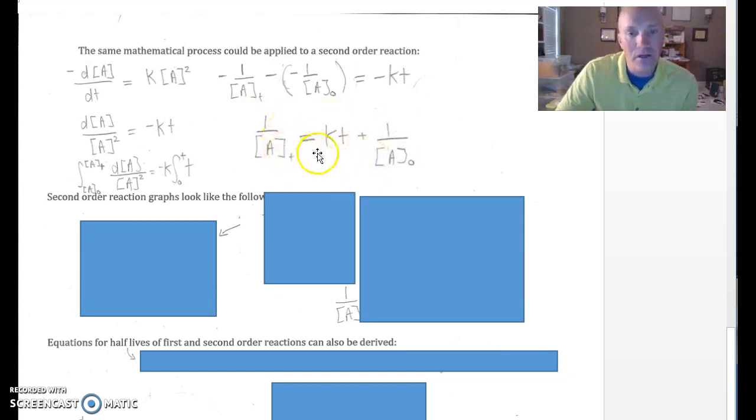All right, and again, the reason that they choose this particular way to do it, where they put At on this side and they put A0 on this side, is that it follows the line format. This is something that we could put on a y-axis. Time is something that we could put on an x-axis, and this right here is going to be a constant that would correspond to the y-intercept.